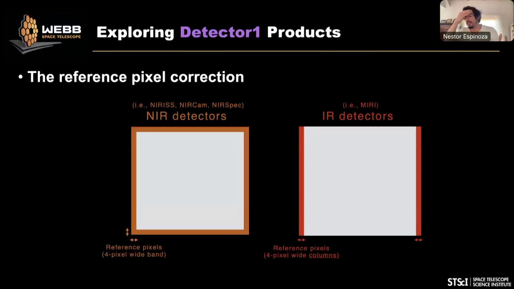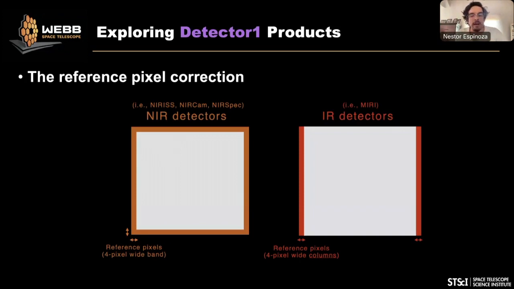On board JWST, the full detectors all have what we call reference pixels. And reference pixels are pixels that are insensitive to light. Or, a more precise way of saying that is that their capability to read counts from photons has been turned off. So the near-infrared detectors have reference pixels on the edges. It's a 4-pixel wide band around the detector. And the infrared detectors on MIRI only have them on the corner.